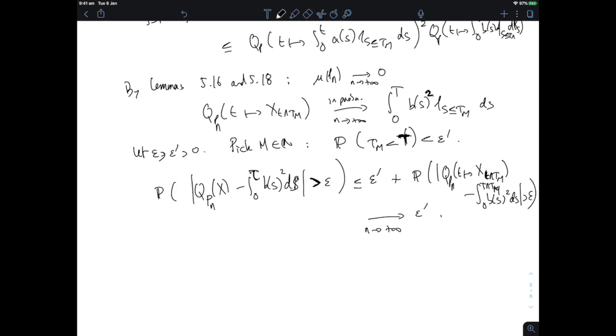So for every epsilon prime, there exists a capital M, then you use this capital M, then you send little m to infinity. And because this was true for every epsilon prime, we have that the limit of this quantity is 0 as n goes to infinity, or in other words, as the mesh size of the partition goes to 0. And this concludes the proof.